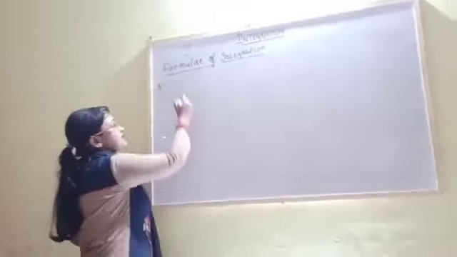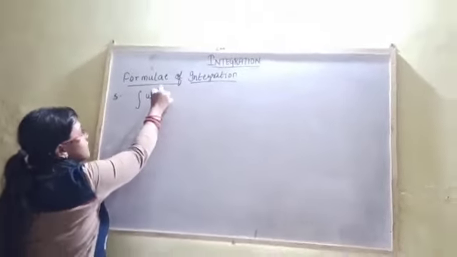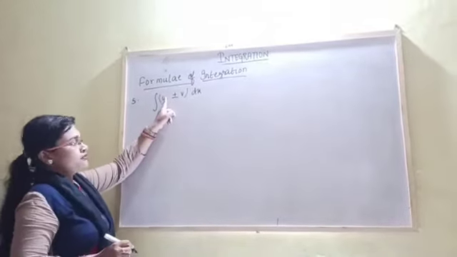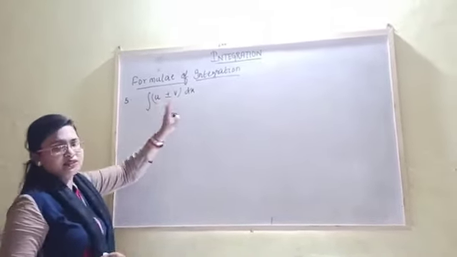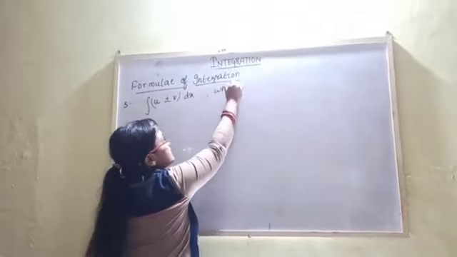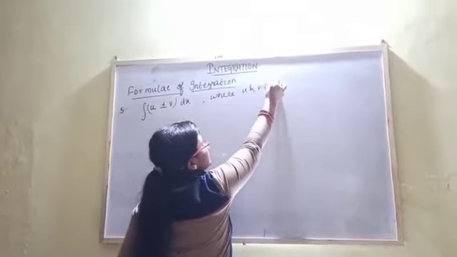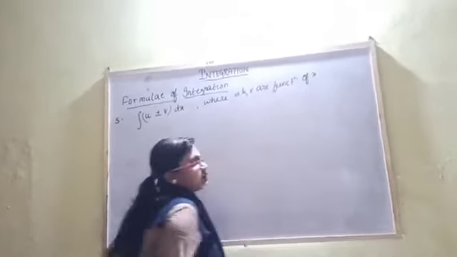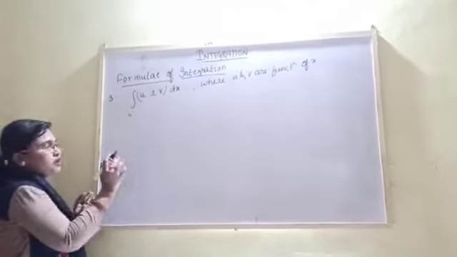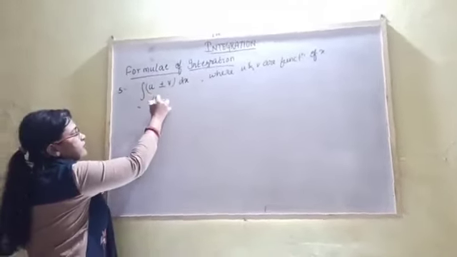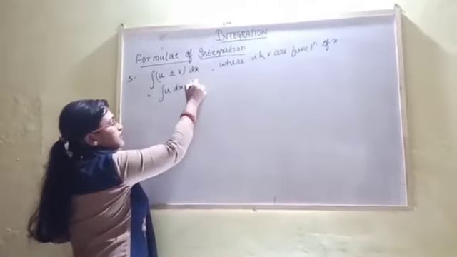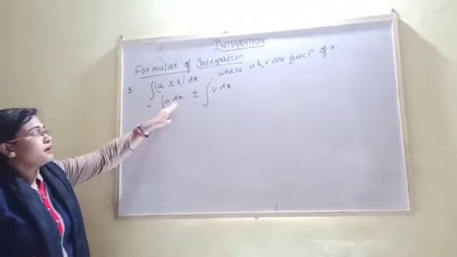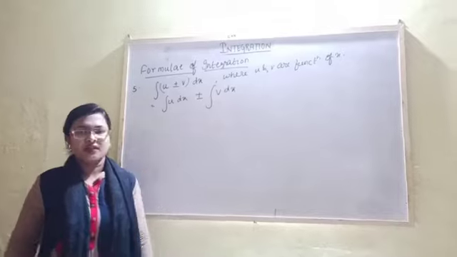The fifth formula is integration of u plus or minus v dx. Plus or minus indicates that either u and v are added, or it is u minus v dx, where u and v are functions of x. What you have to do is separate it: integration of u dx plus or minus integration of v dx. That is, integration of the first function, addition or subtraction, integration of the second function.